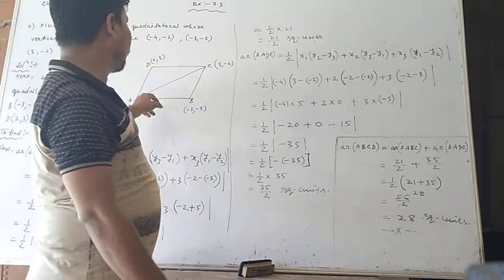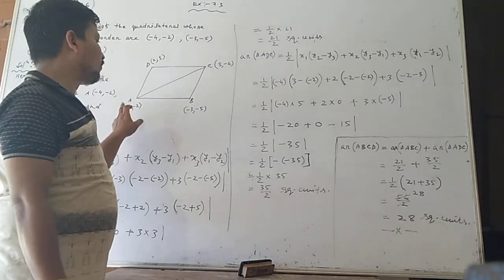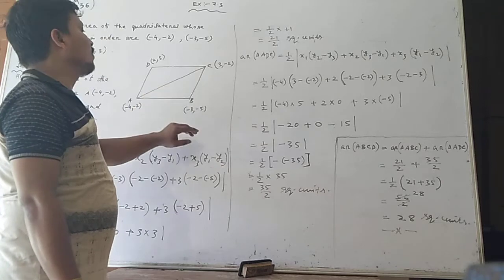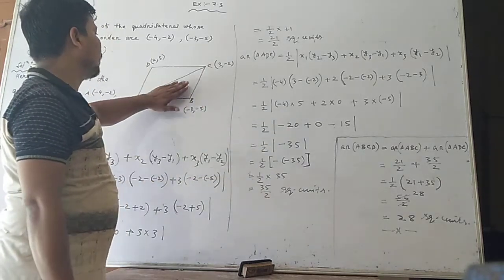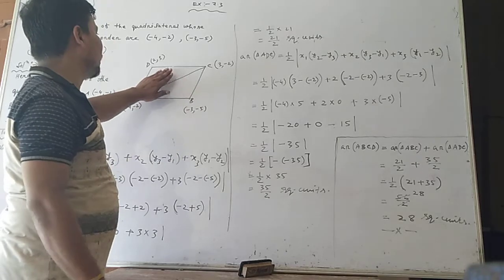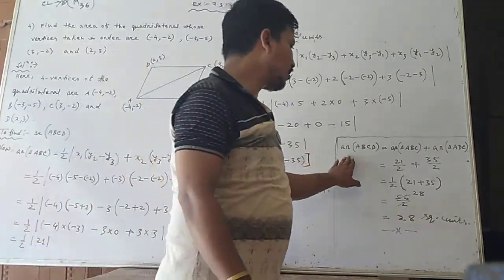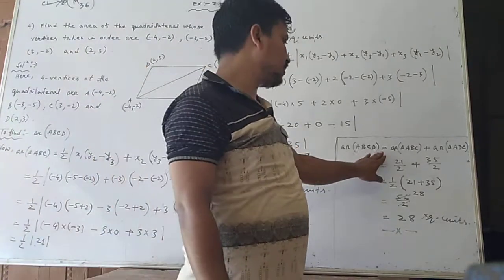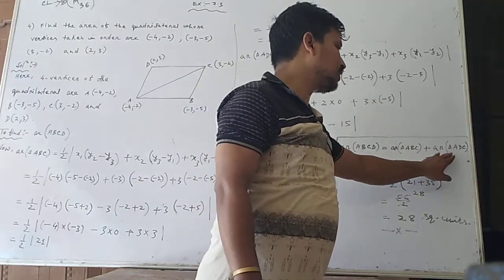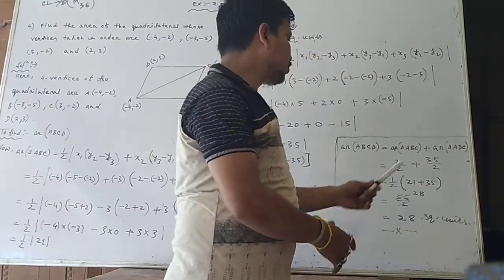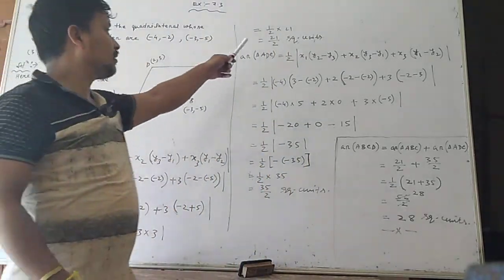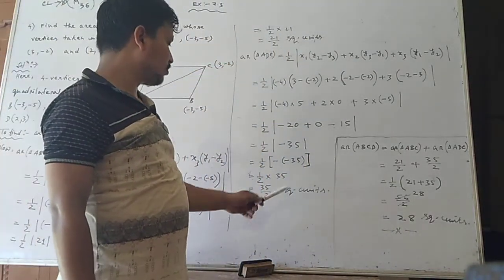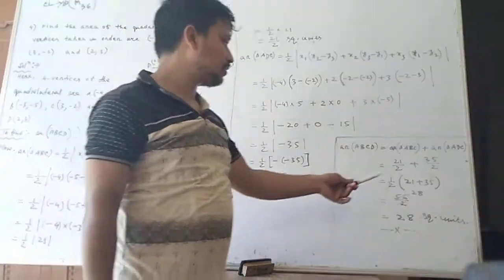Our target is what? We have to find the area of quadrilateral ABCD. So finally, the area of quadrilateral ABCD is equal to the area of triangle ABC plus the area of triangle ADC. And these two areas we have to write from this part. This one is the area of triangle ABC and this one is the area of triangle ADC. That one you just put.